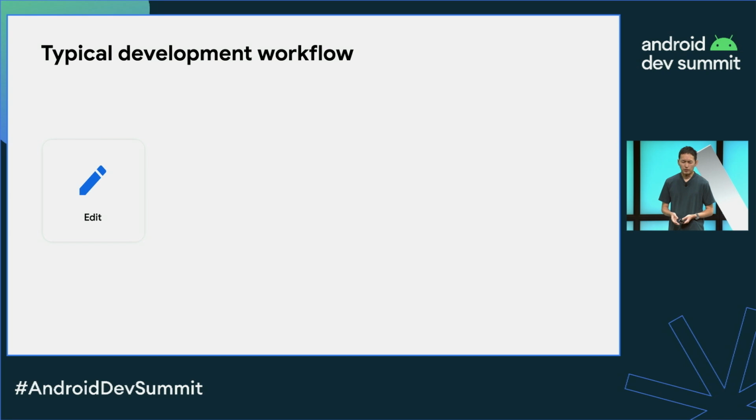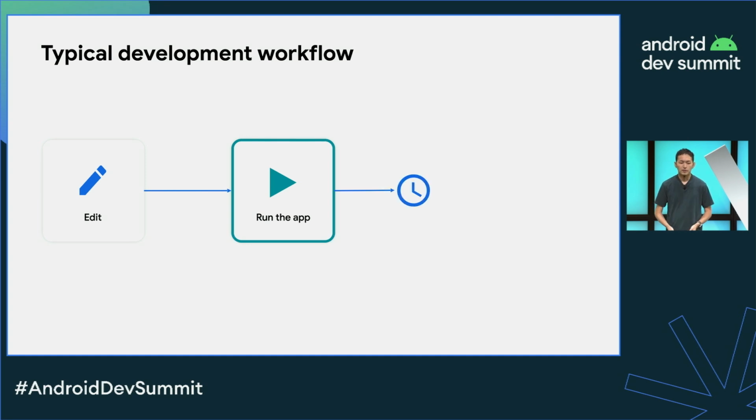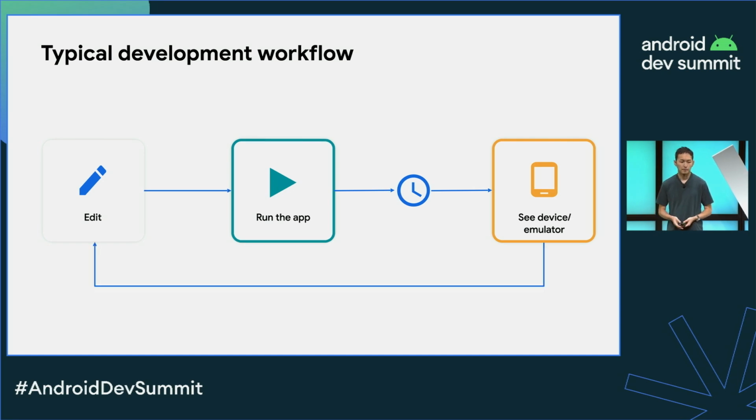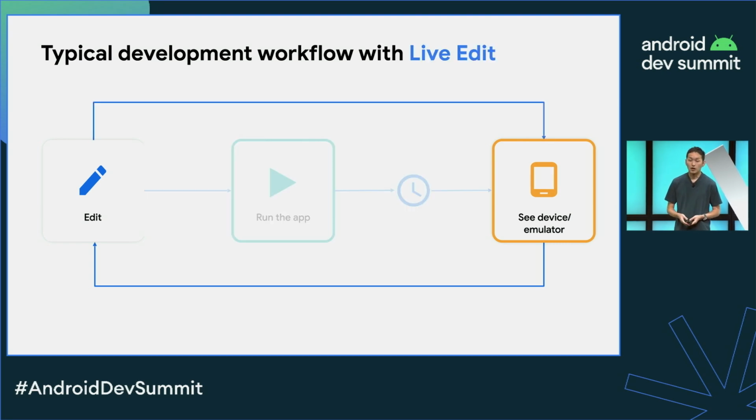The typical development workflow looks like this diagram. At first, you edit the code, run the app, wait for the app to be built and installed, and then finally see how the code change affects the UI. Then you go back to editing again. Live Edit makes this cycle faster, as now you don't have to run the app and wait for the entire app to be built and deployed to the device on every edit.